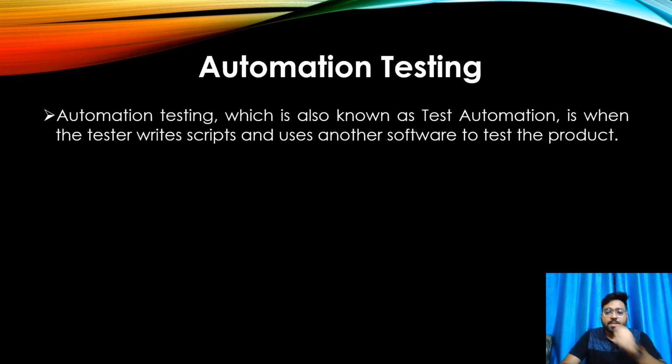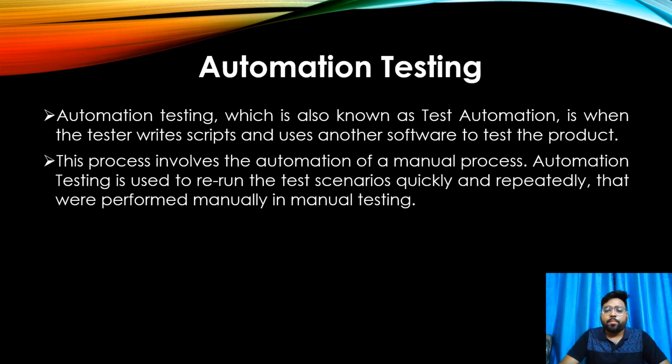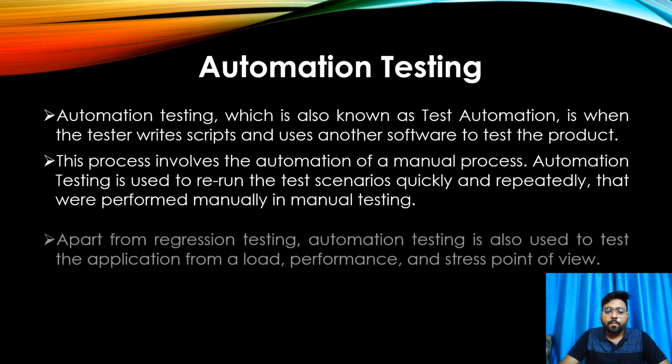Automation testing is basically known as test automation, where testers write scripts and use other software to test the product. This process involves the automation of manual processes: whatever you did in manual testing, a script is written for it in a similar way, and then it is run. Automation testing is used to rerun test scenarios quickly and repeatedly, for repeated tasks in a systematic way.